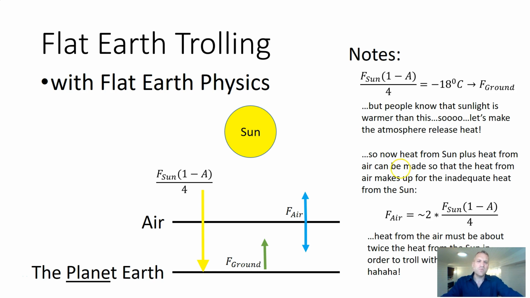So now if we work this out, I'll just work this out on the side on a scrap piece of paper. I kind of worked out that you need something like the air has to provide basically somewhere around twice the heat as the sun in order to make this flat earth theory work. Okay, so the air provides twice the heat to the ground than the sun does.